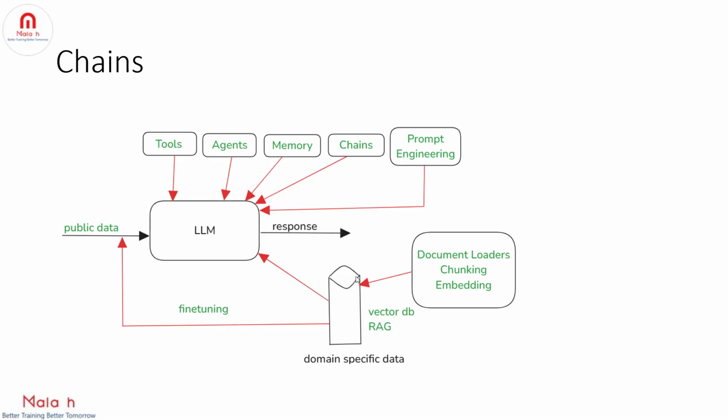And then we have seen different prompt engineering techniques, that is how to ask the right question to get the right answer from the LLM, right? And then we have seen how to provide memory to an LLM so it can remember the context for any sequential questions, right? And tools and agents we will cover in the upcoming lectures. And now let's see chains, right?